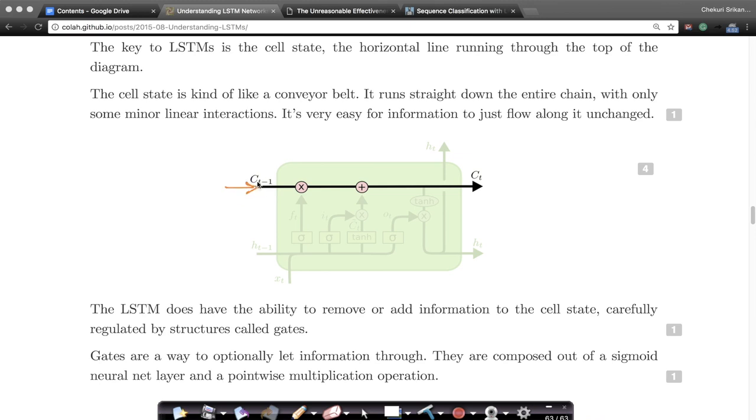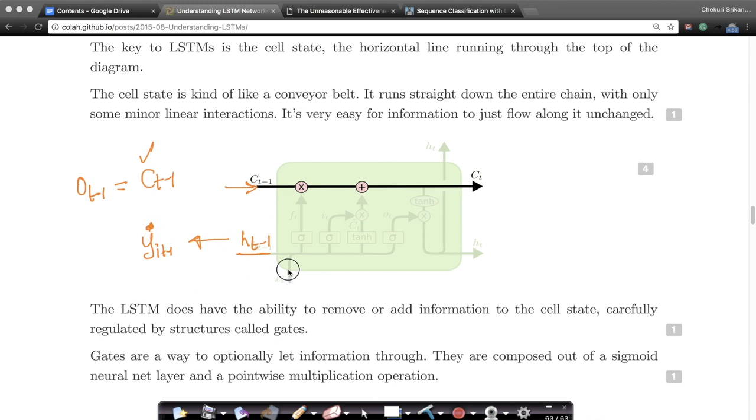The first input is called CT minus 1. Look at it in our notation. What is CT minus 1? It is OT minus 1. I'll just write it so that you understand. This is the cell state from the previous cell. Here you have something interesting: you have HT minus 1 here. What is HT minus 1? HT minus 1 is nothing but YIT minus 1 in our notation.